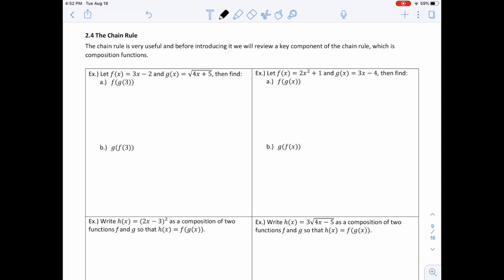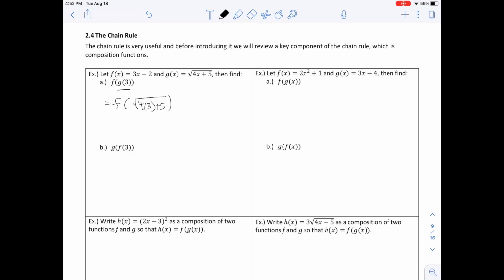So the first example says let f of x equal 3x minus 2 and g of x equals the square root of 4x plus 5. Then find f of g of 3. For these problems, we always start on the inside, and this is a composition function or a composite function. So we have f of g of 3. We find g of 3 by taking the square root of 4x, and instead of x, we're going to put 3, plus 5.